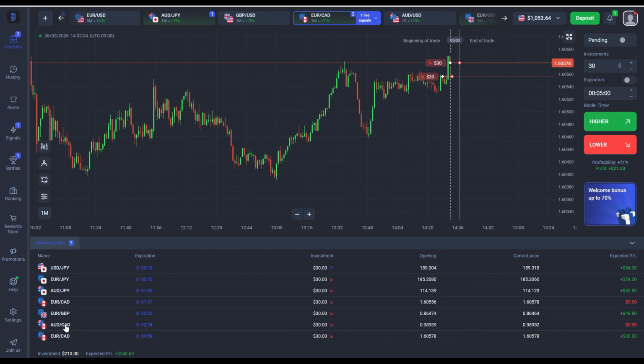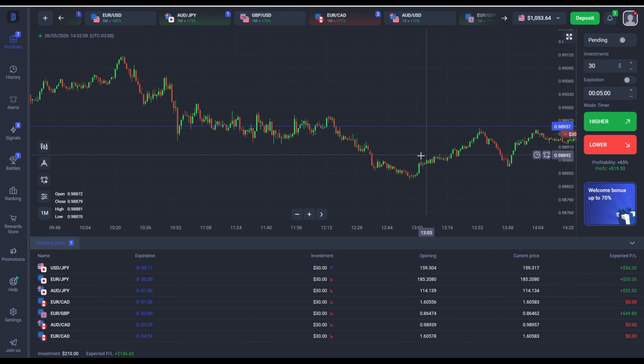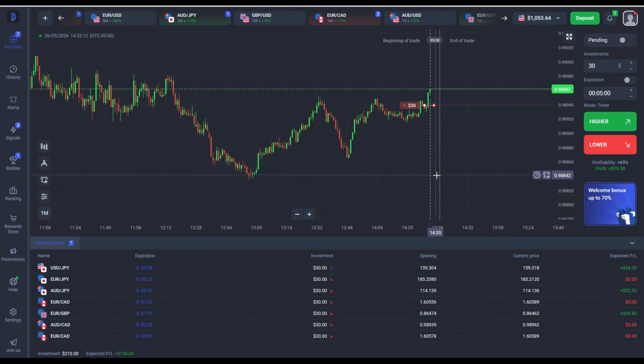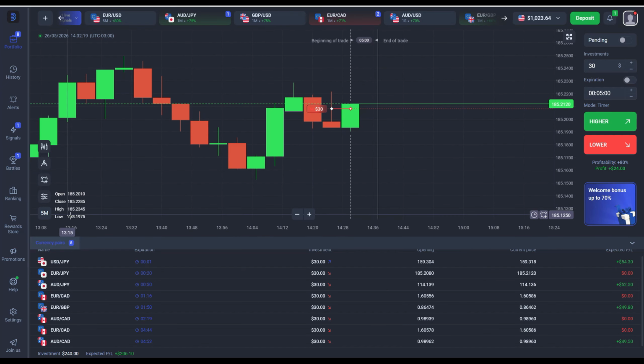I'll open an additional trade on the Euro-Canadian pair and maybe on the Australian-Canadian as well. Let's see. In general, of course, it's better not to do this, but let me take the risk. I'll open one more additional trade. By the way, some of my trades were going into the red. Now that's bad, just a moment ago everything was in profit.